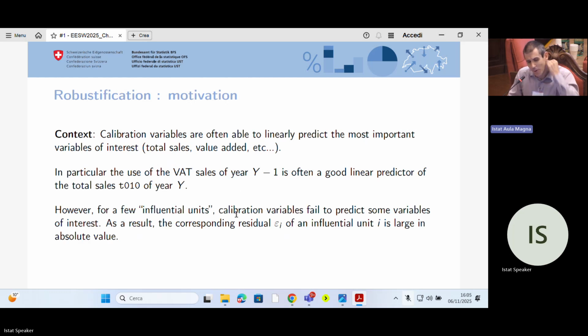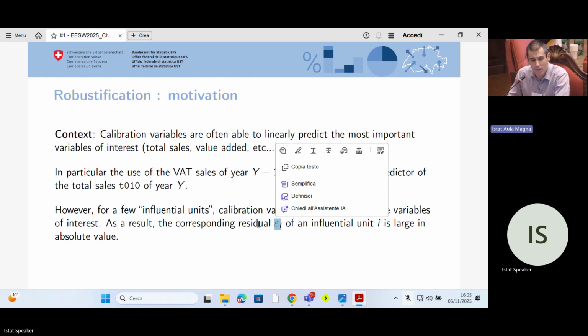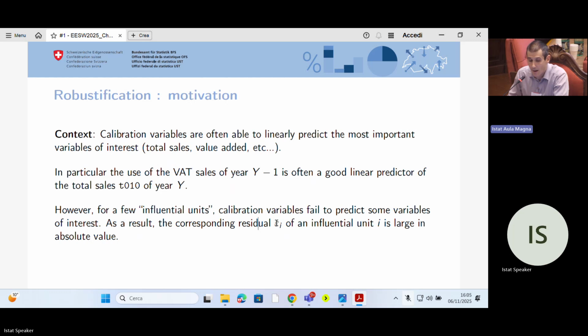However, it's a good linear predictor. However, for a few units, it really fails to predict the response. And when you do a linear regression, when you predict the response using this variable, you have some residuals, and for some units, this residual is large.